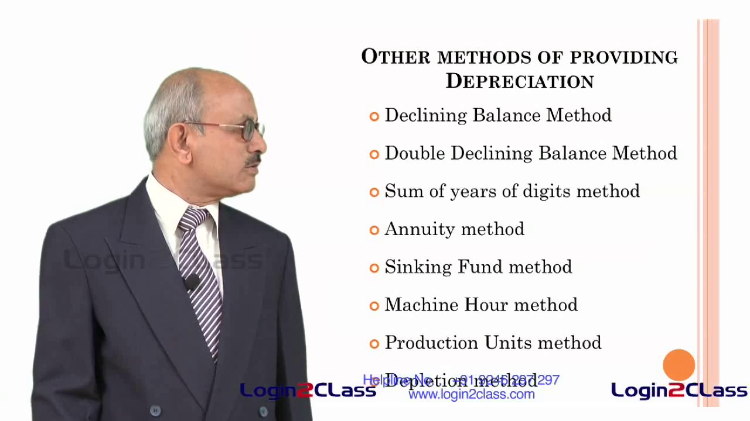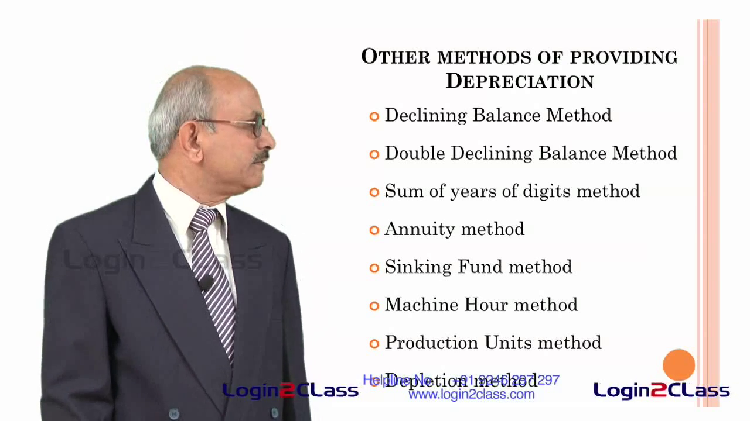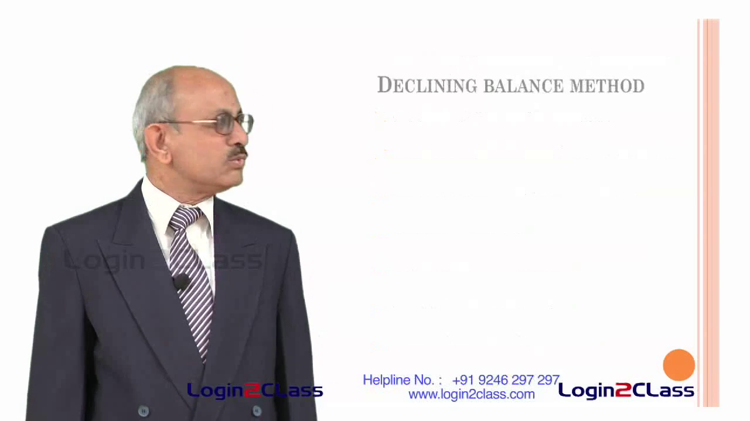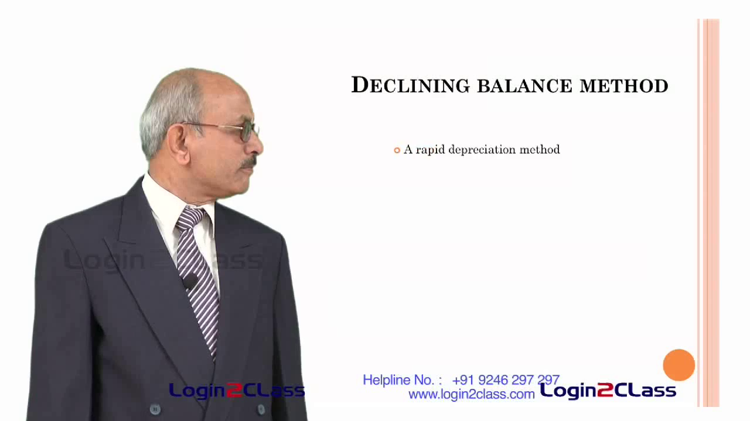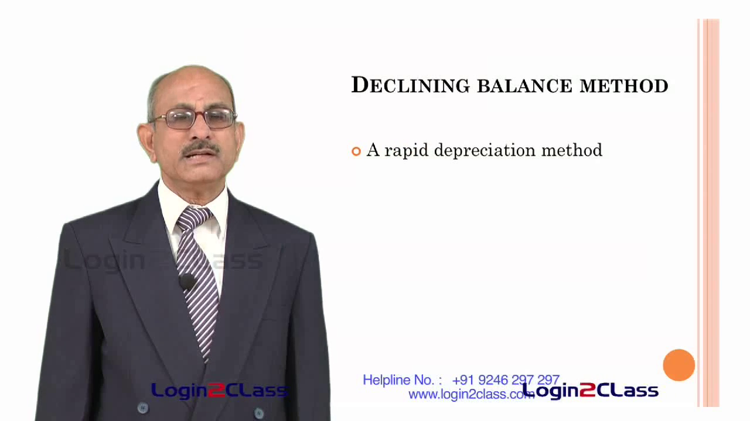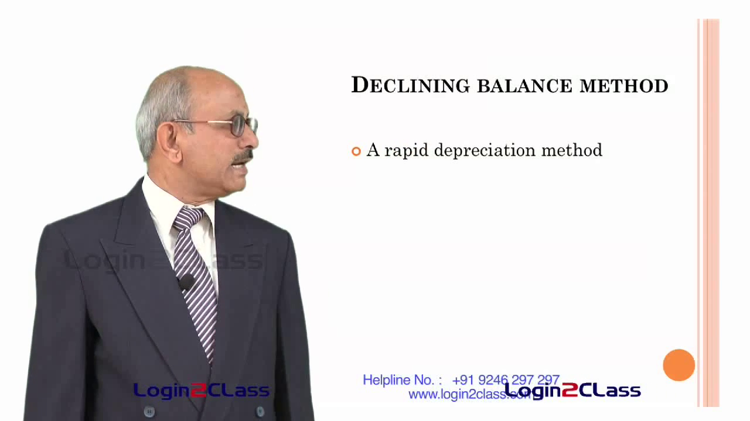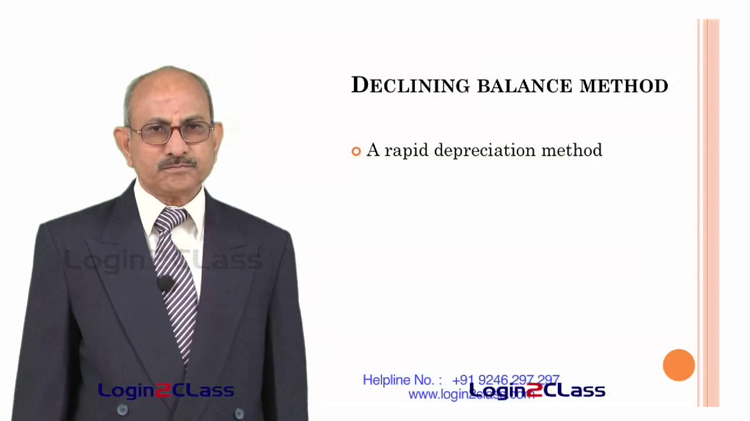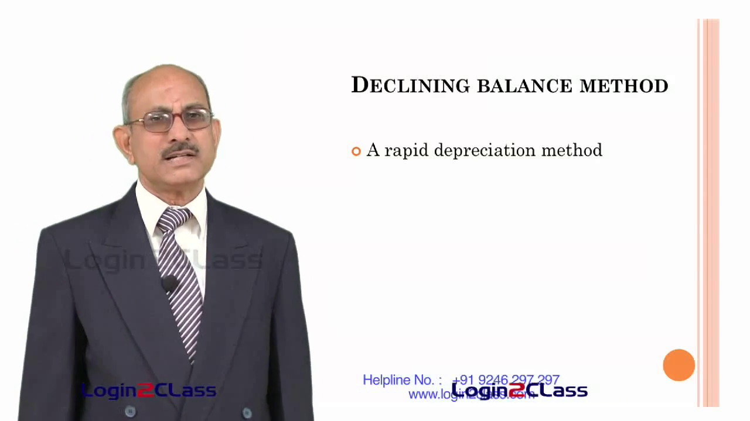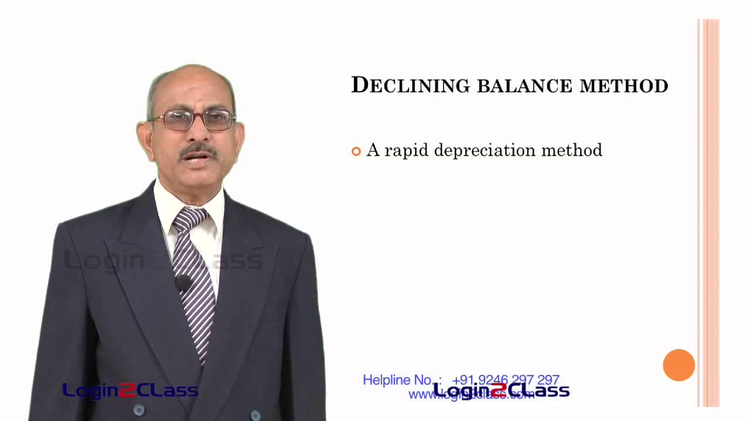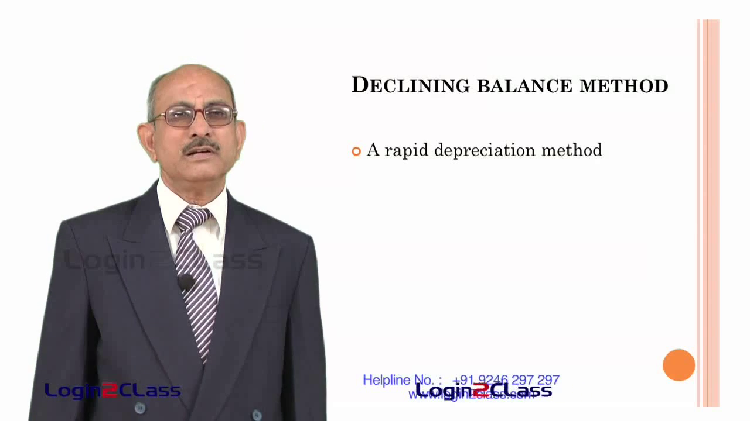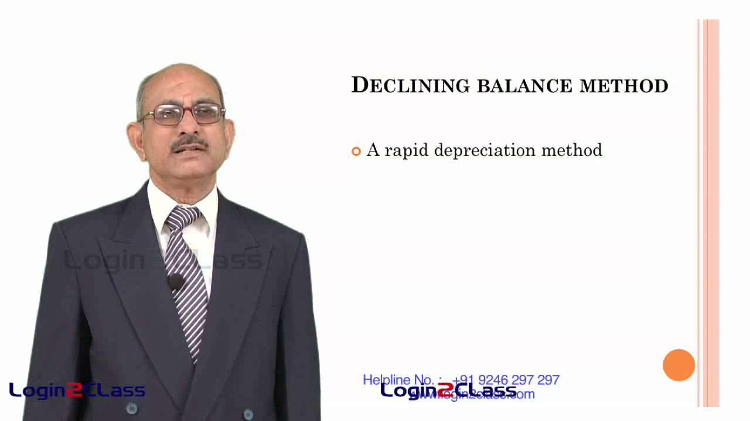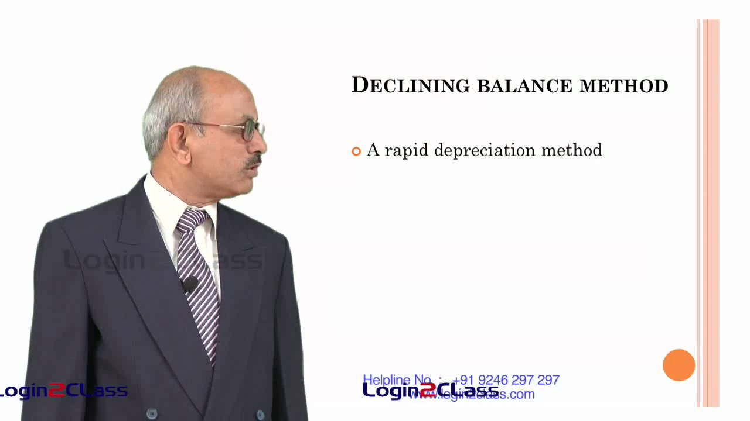So, we will try to find out what is the meaning of each of these different methods of providing depreciation. First one is the declining balance method. In this method, as we know, declining balance means here we would like to reduce the amount of the asset at a faster rate. Therefore, it is called a rapid depreciation method. So, that means we would like to take higher depreciation so that the value of the asset reduces faster.